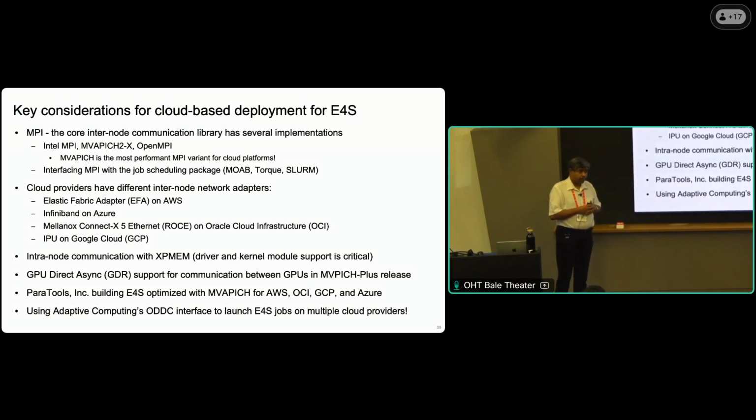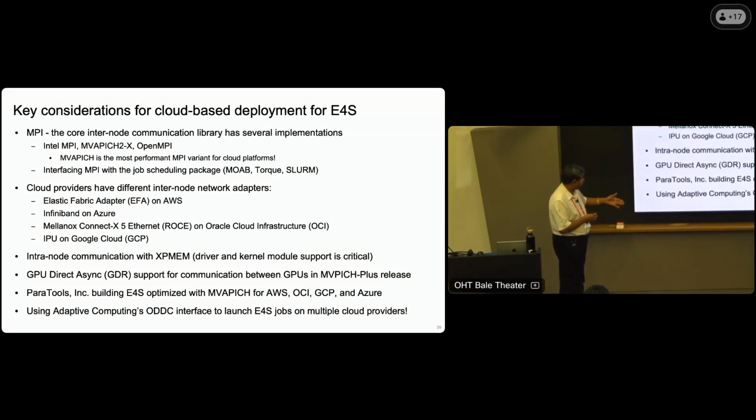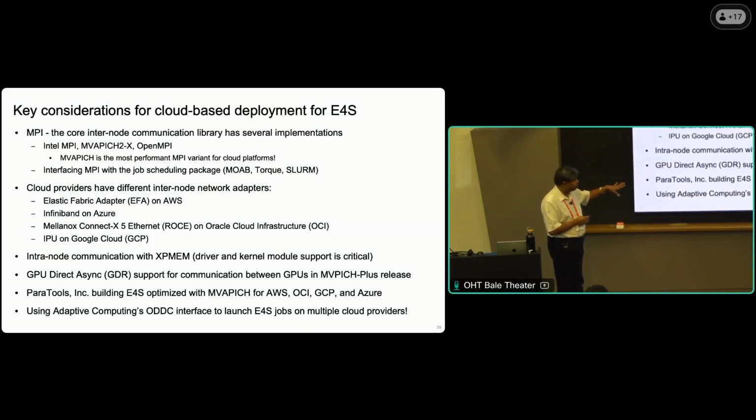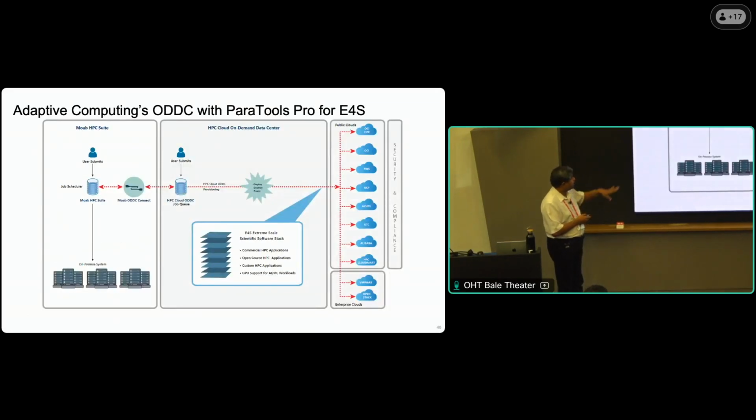This requires a kernel level module, right? So you use very efficient communication within the node. GPU direct async support is important for GPUs. We are building E4S optimized with MVAPICH for all of these cloud platforms and using the ODDC interface to launch this image. And it looks like this.